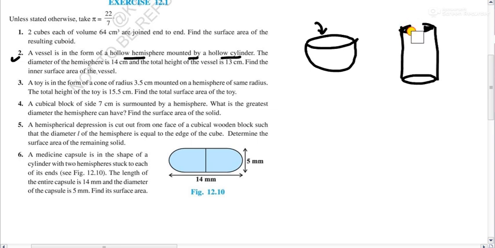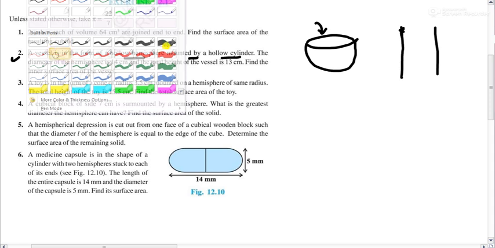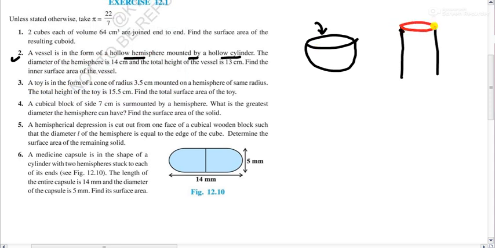We call such figures hollow figures. It will look like this, but without that circular shape, it's just looking like parallel lines. So let me just put a covering like this. So this is a hemisphere and this is a cylinder. Now what is the question? A vessel is in the form of a hollow hemisphere mounted by a hollow cylinder. Now the diameter of the hemisphere is 14 centimeter.